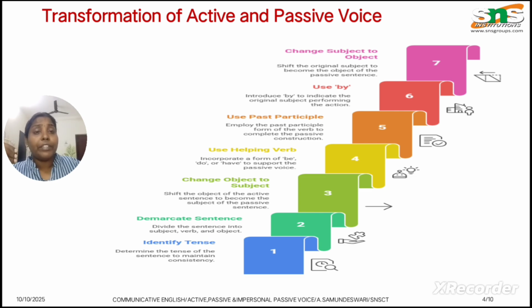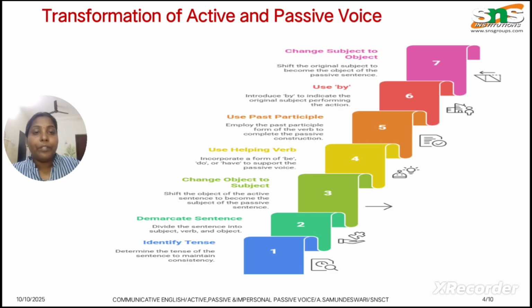So here we have a small picture which is connected with the transformation of active and passive voice. Here come the points we have discussed so far. We'll start with identifying the tense. For the transformation, the very basic step is, when you are given a sentence, identify the tense form of the sentence and demarcate the sentence. In the sense, divide the sentence and make it separate parts as subject, verb and object pattern, and change the object into the subject place.